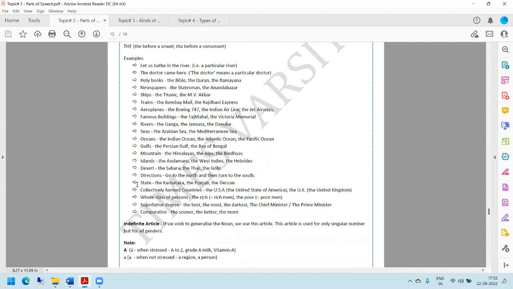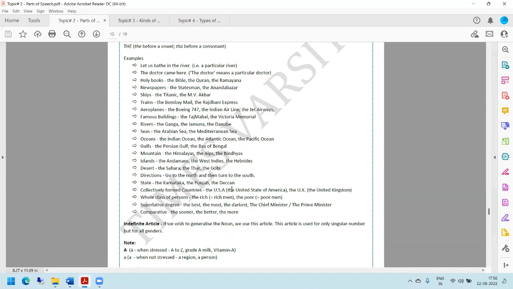And similarly with states as well and directions, like go to the north and then turn to the south. So here with directions, similarly with states, the Karnataka, the Punjab, and collectively formed countries, like we have United States of America, so it should be with the United States of America.